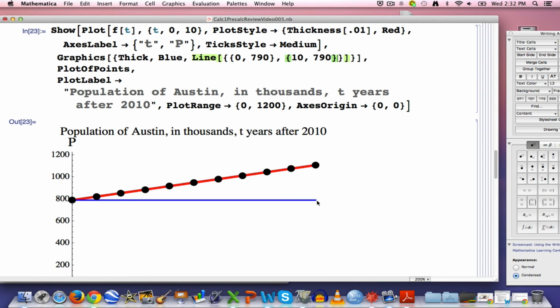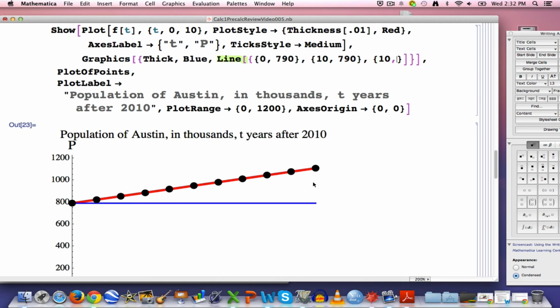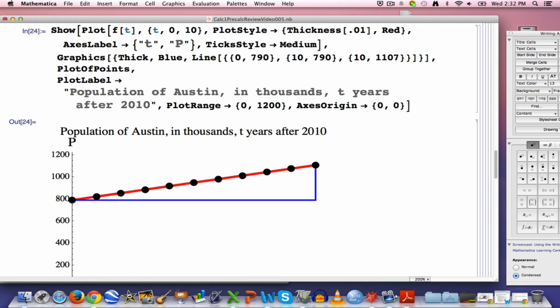Now I'm going to take another line. I'm going to create, starting at this point and going up to this point. I can continue within the same line code here. I can put 10, comma, the second coordinate of this point up here, I believe, was 1107, if I recall correctly. Yes, that looks right. So there we have a couple lines connecting these points in this way. This is a perpendicular angle here, a 90-degree angle, creating a right triangle. The ratio of this side to this side is rise over run. It is the slope, which was 31.7 thousand people per year in this context.